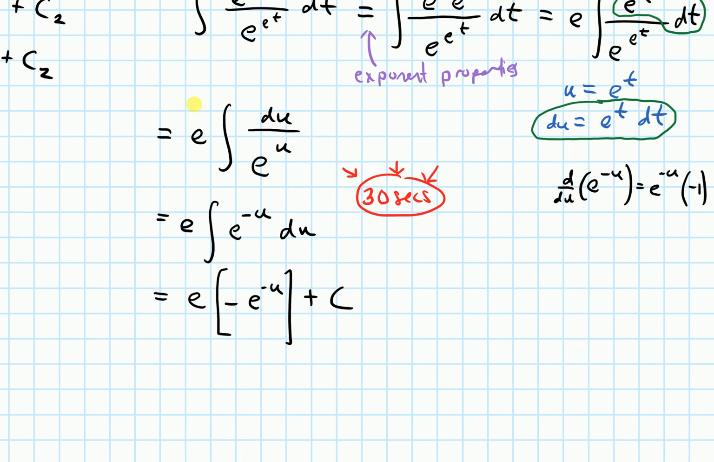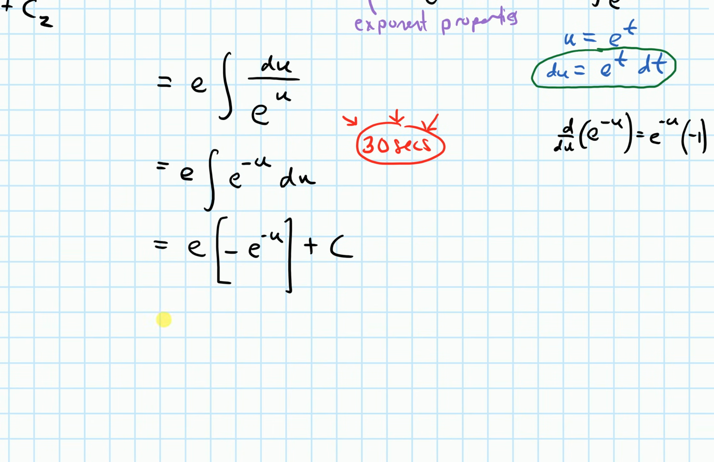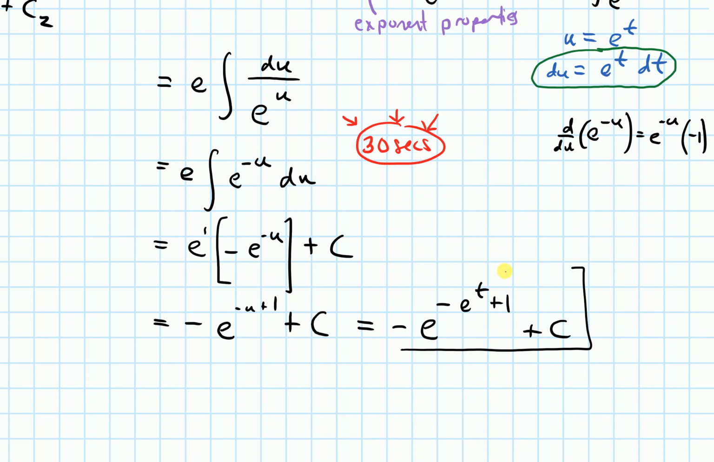Okay, so I can use exponent properties to simplify this. It's a negative, let me write it in front. And this is technically e to the 1 here. So when I multiply these terms, I add the powers. I'll get e to the -u plus 1 plus c. And now let's substitute back for what u was. So we'll get negative e to the -u, which is negative e to the t, plus 1, and then plus c. And that's my answer.